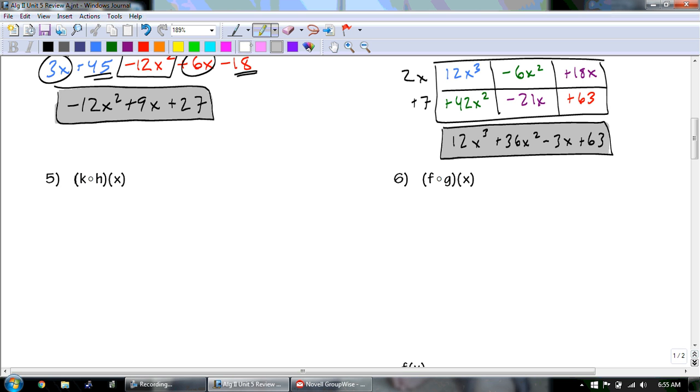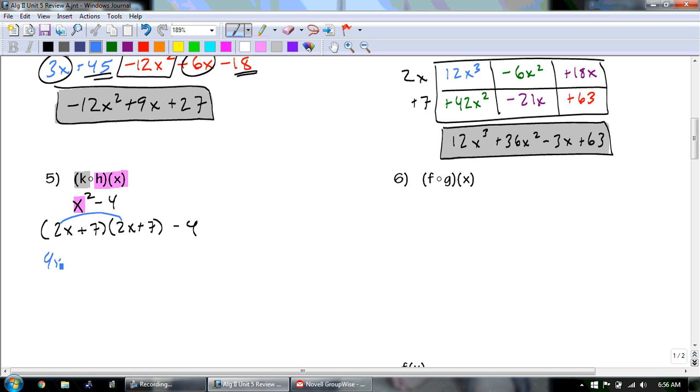Okay, so now we're talking about k of x, and they want me to plug in h of x. So remember, we start with k of x, which is x squared minus 4, and then wherever there's an x, I'm going to plug in h, but remember, there's two of them. So this is saying (2x plus 7)(2x plus 7) minus 4, okay? And then to get our answer, we would distribute.